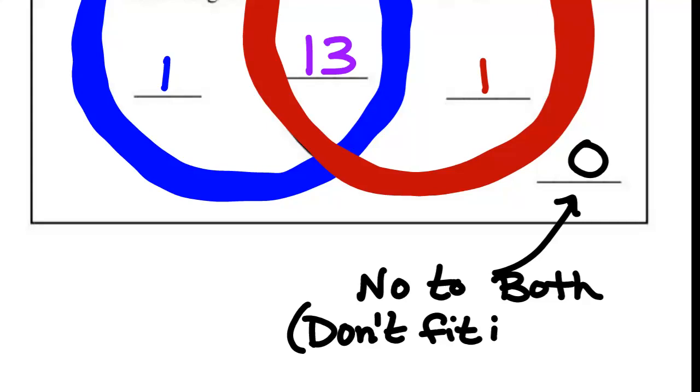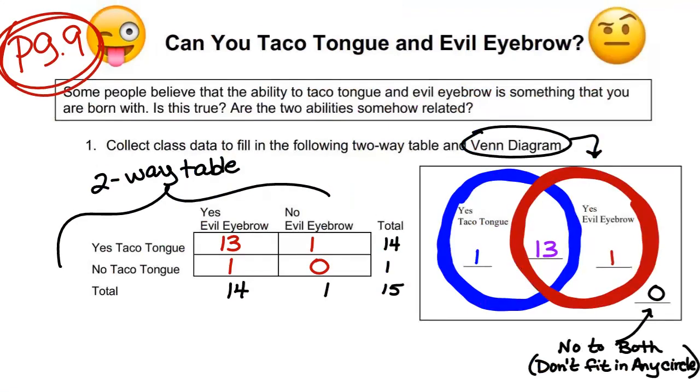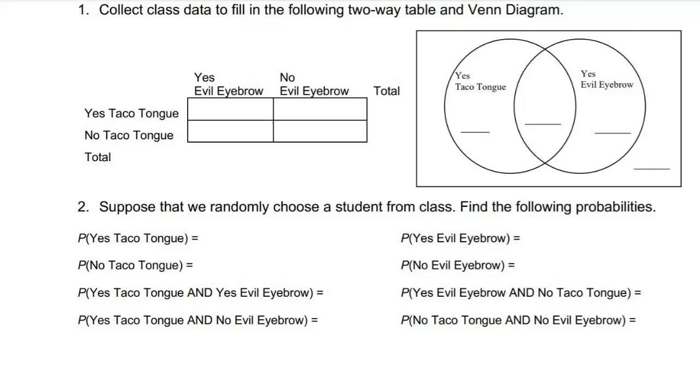They don't fit in any circle. So far, so good? Cool. Let's find some probabilities. So the probability that somebody said yes to taco tongue. 14 out of 15, absolutely correct.